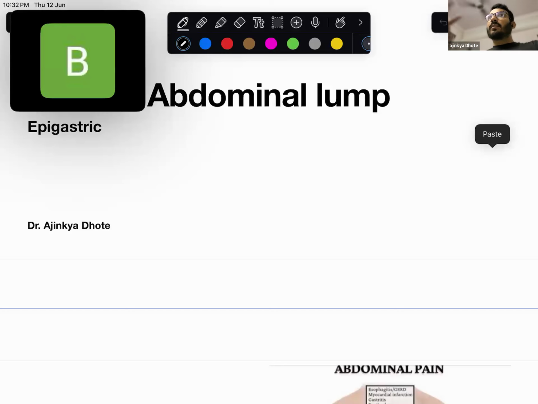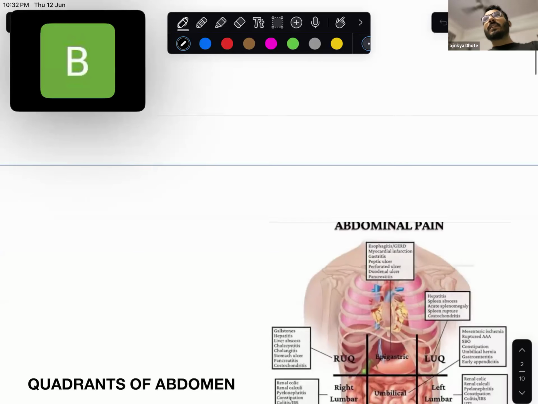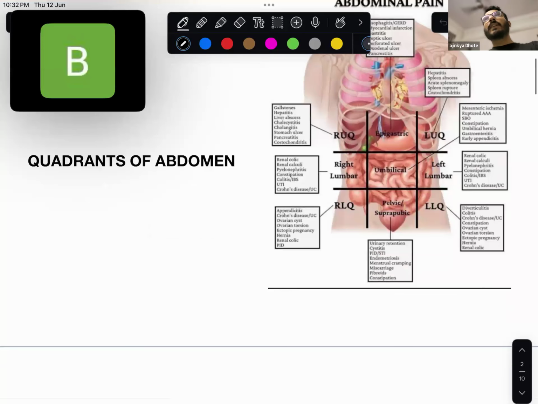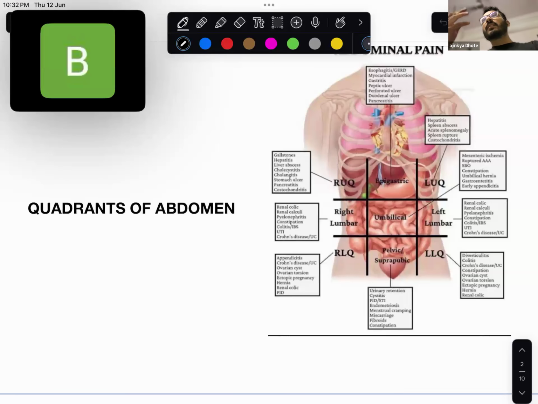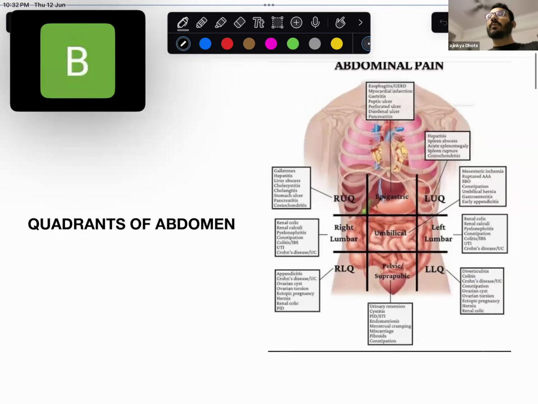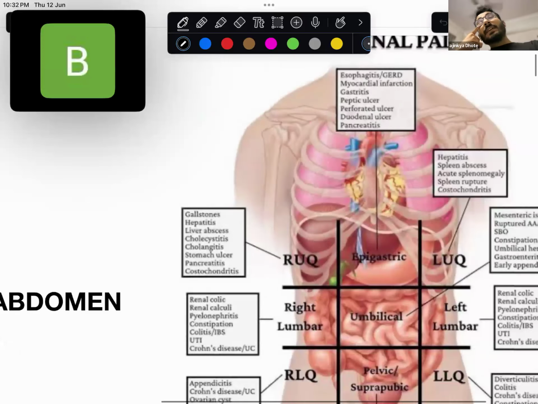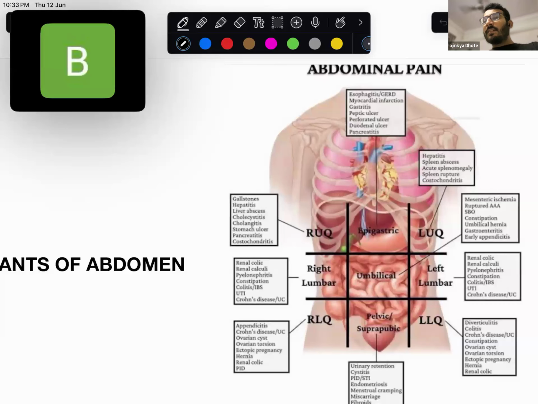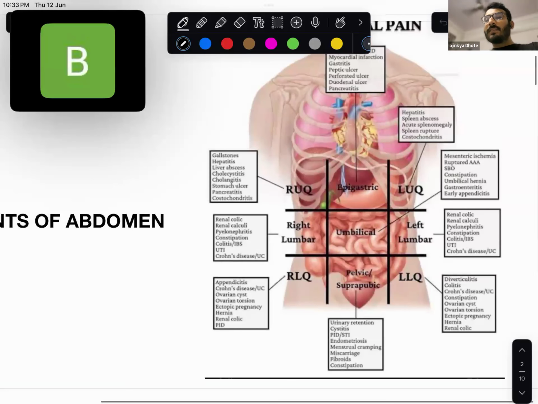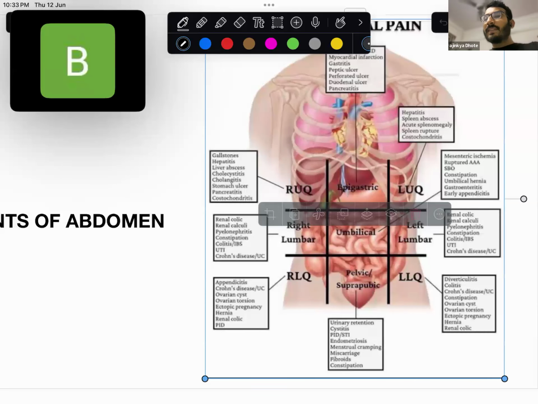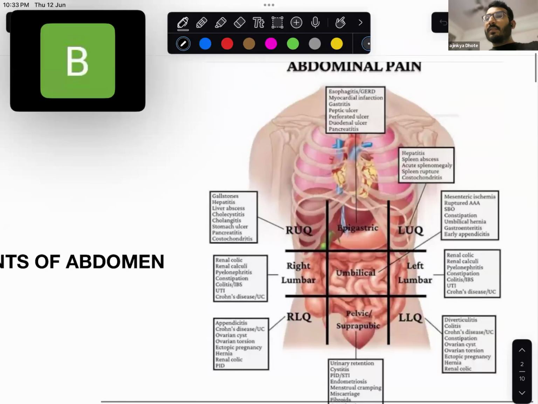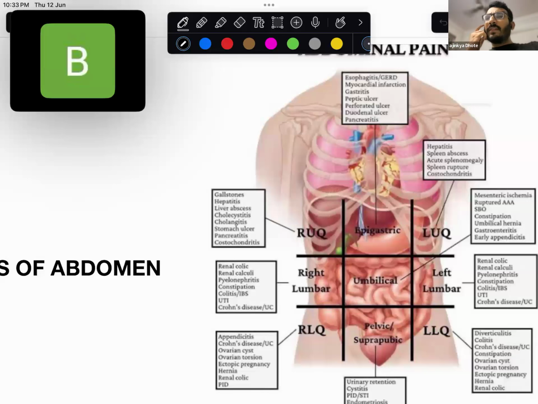The most important thing in this part is seeing where the lump is, and then having a diagnosis in your mind, or at least two diagnoses or two DDs, whenever you know the history and the lump. To understand it, the most important thing is you should know all these nine quadrants. I hope you can see the screen. So today we'll be discussing just the epigastric region.